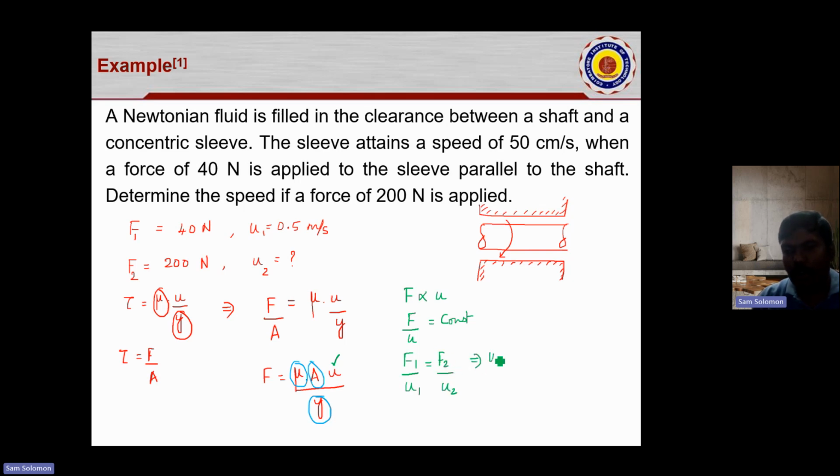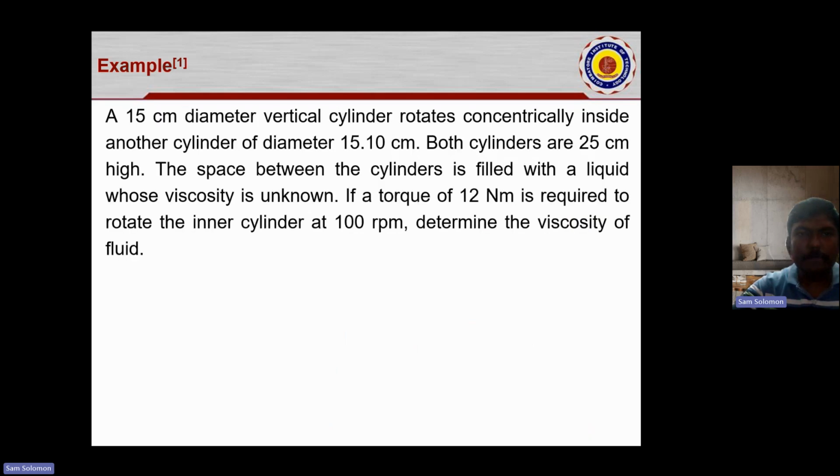And I am supposed to find out the value of u2. So it is F2 divided by F1 into u1. So that is 200 divided by 40 multiplied by 0.5. So this is going to be 5 times 0.5, which is 2.5 meter per second. So it's quite a simple problem over here. Let's move on to the next problem.